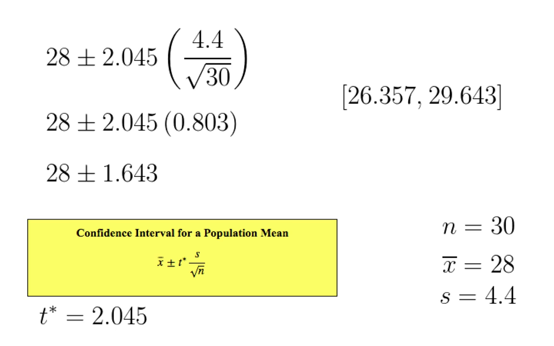29.643. To interpret this, I would say that I am 95% confident that the mean age in the population of all current MLB pitchers is between 26.357 years and 29.643 years.